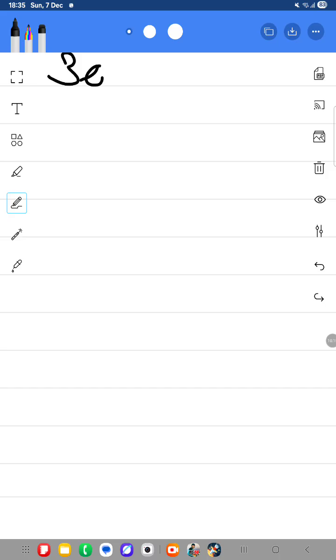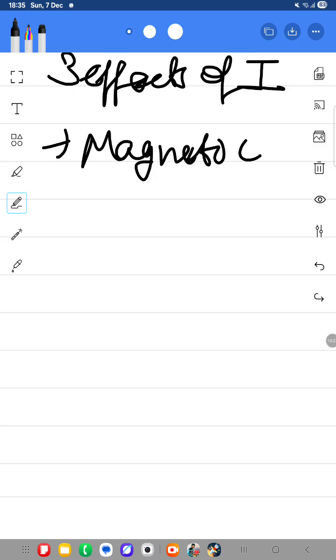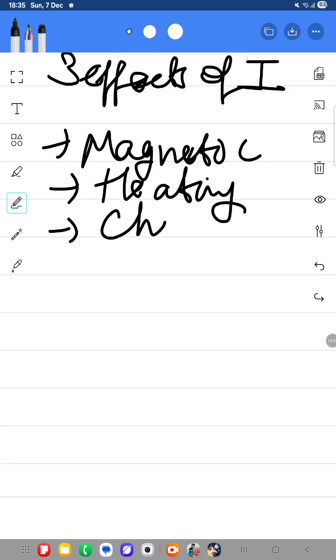There are three effects of electric current. First one is magnetic effect, heating effect, and third one is chemical effects. All three in a definition we can say that when electricity is passed through a conductor, it shows some magnetic changes within it. When electricity is passed through a conductor, it shows some heating effects in it. When an electric current is passed through a conductor, it shows some chemical changes within it.